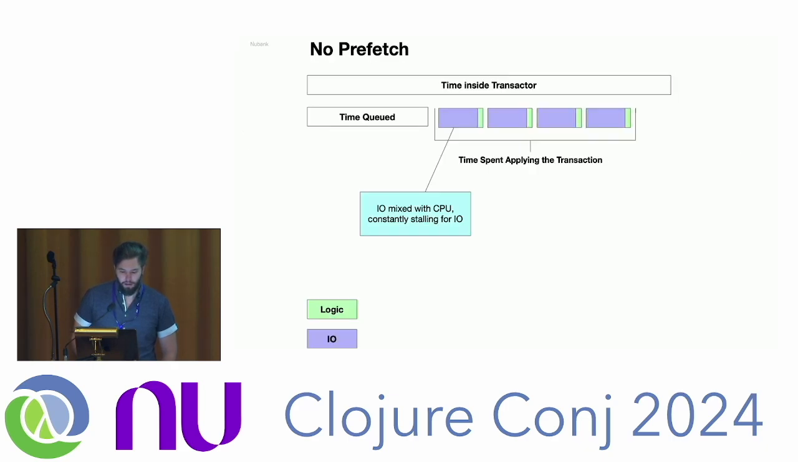So let's rewind a year. This is a different view of how you could think about the time spent inside of applying a transaction. We've got the time queued on the left, the total time inside the transactor. The purple is the I/O time, which, as we said, in many systems, we're bound by the page traffic and I/O, and then the actual on-CPU time is the little green slivers. So here we're really just stalling for I/O the majority of the time.